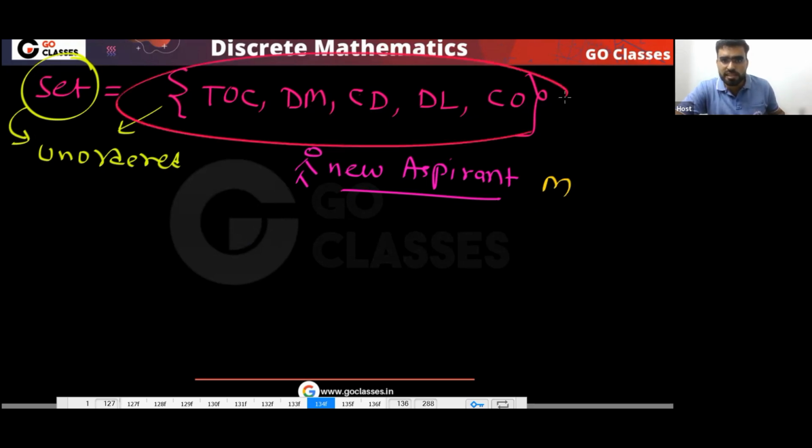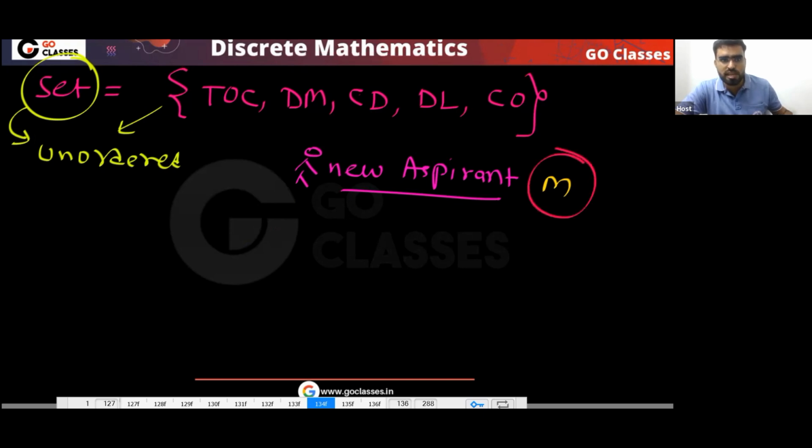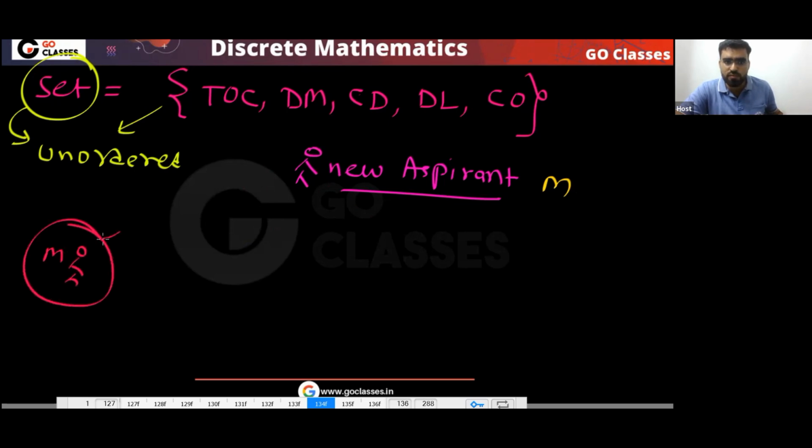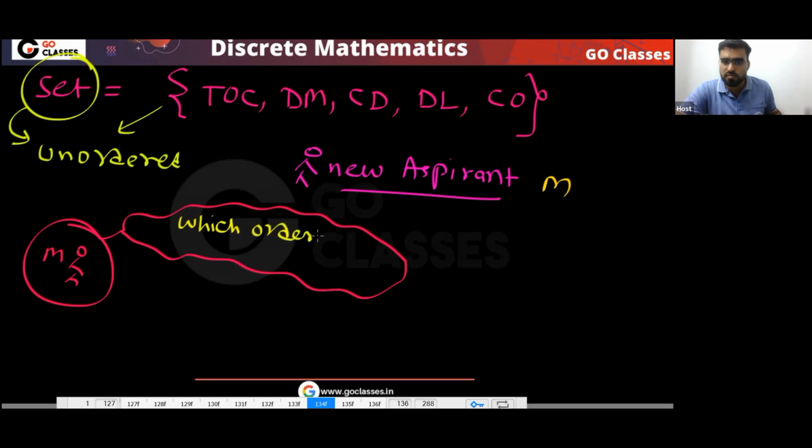So tell me, if you give this set to this aspirant M, is it useful? This is not much useful, right? Because this new aspirant does not know how to start preparation, in which order to study the subjects. This is a question, right? For this new aspirant, what is the question in his mind? The question is like this: in which order to study these subjects?